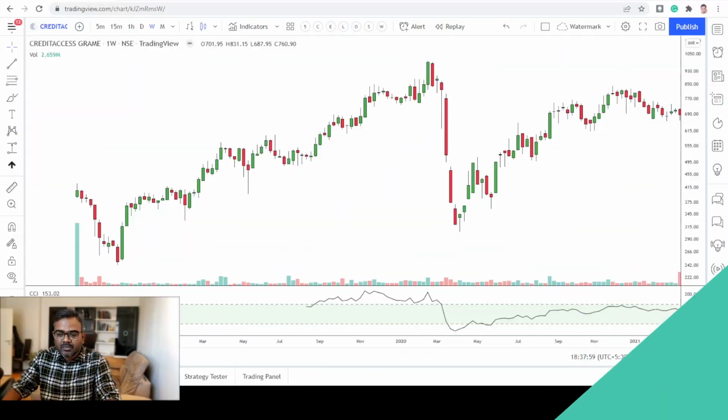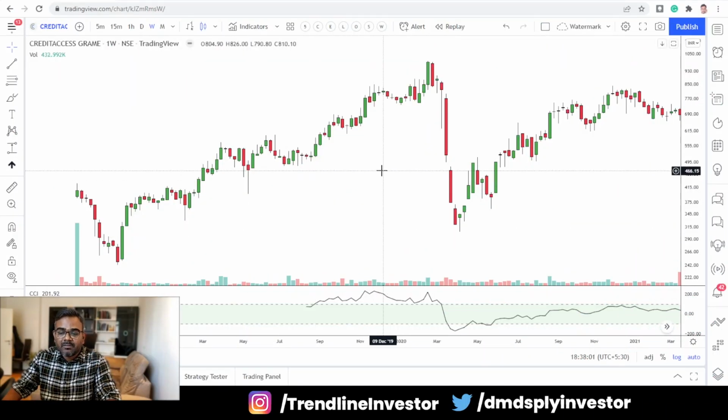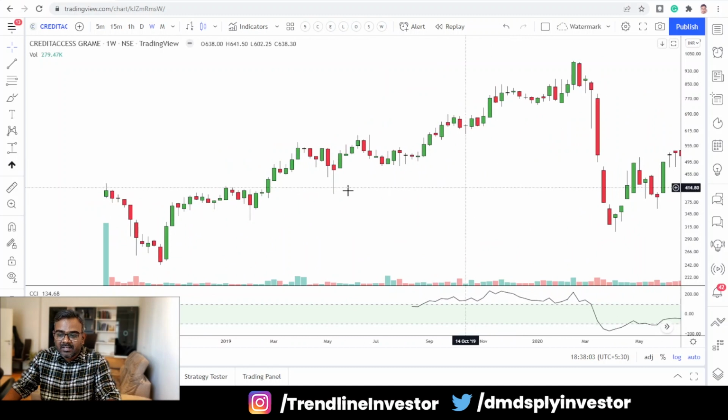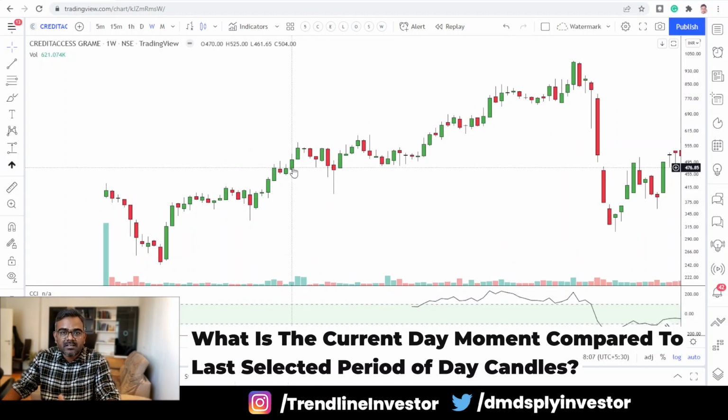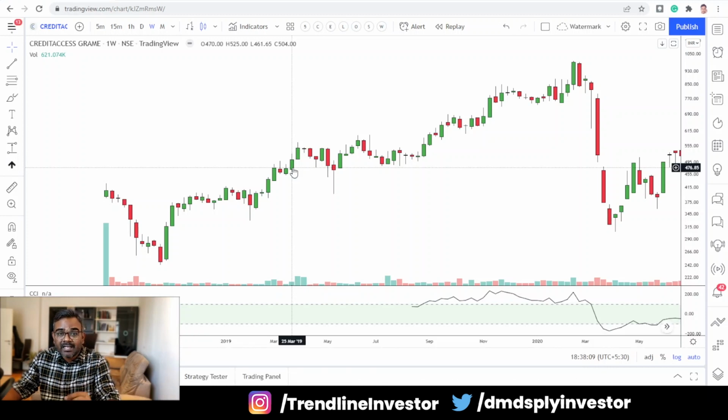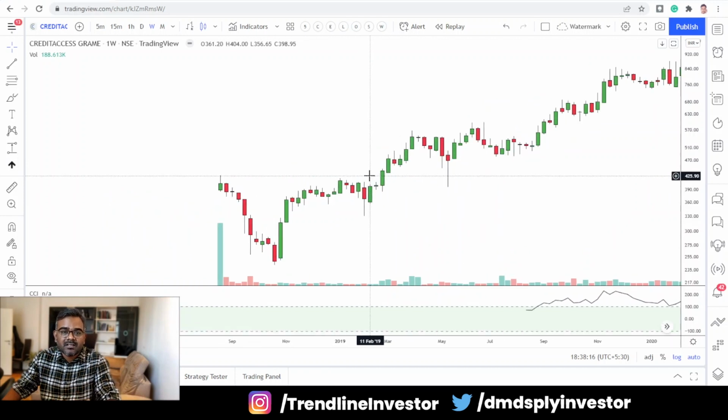Now, in a similar way, we want to find what is that momentum and when is the momentum picking up in the stock. So CCI, what it does is it tries to compare what is the current day movement compared to the last n days. N days could be 10 days, 20 days, 30 days. We'll come to that shortly. But what is your indicator doing today as compared to the last 10 days or 20 days or whatever time period? Now that's all it tells.